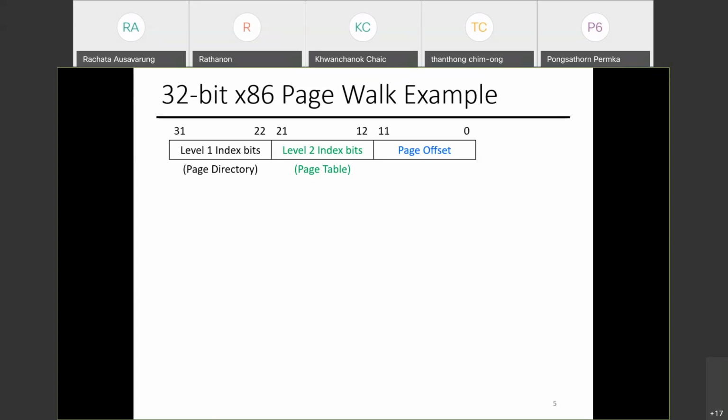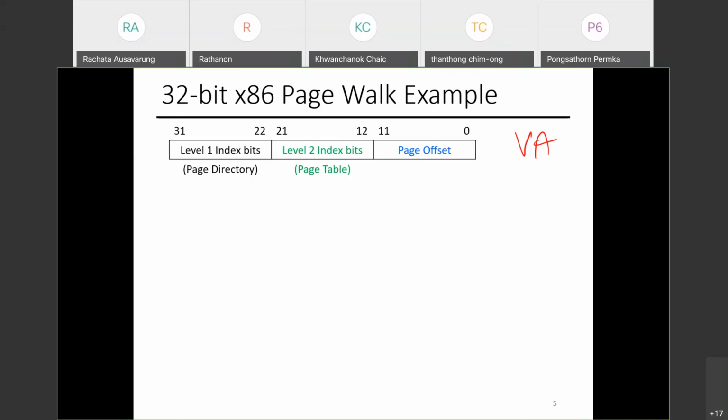You have a virtual address here. Over here is a virtual address. What you do is you break the virtual address down into multiple chunks. Over here is 32 bits. With x86, if you read the spec sheet, it will say there are two levels of page table.